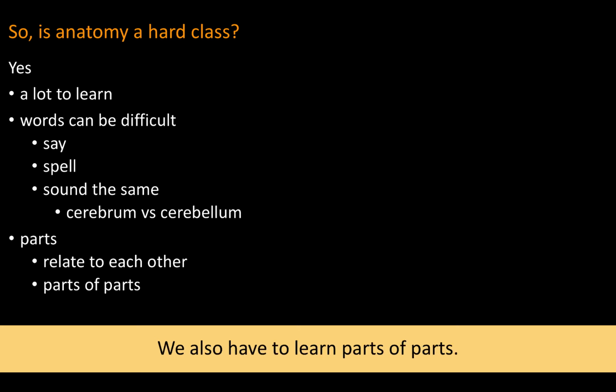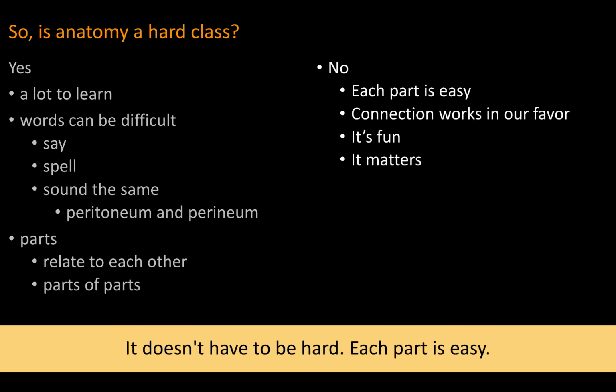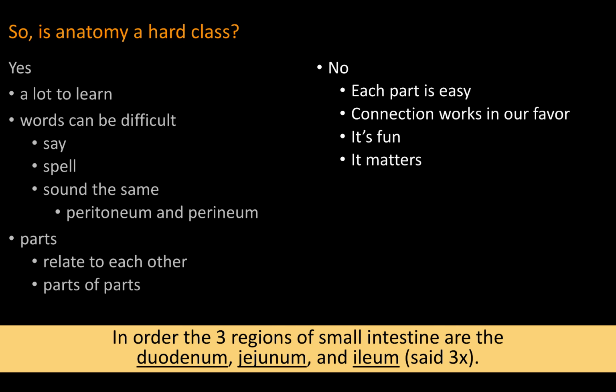We also have to learn parts of parts. For example, the small intestine has 3 regions: the duodenum, jejunum, and ileum, the I-L-E-U-M one. It doesn't have to be hard. Each part is easy. Making connections helps. In order, the 3 regions of the small intestine are the duodenum, jejunum, and ileum. Duodenum, jejunum, and ileum.